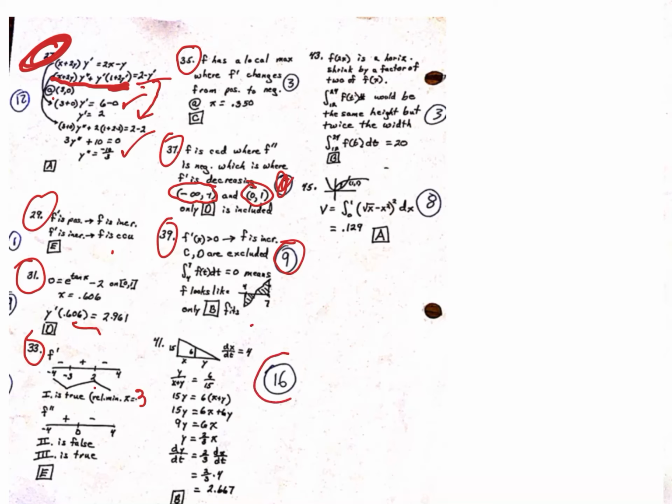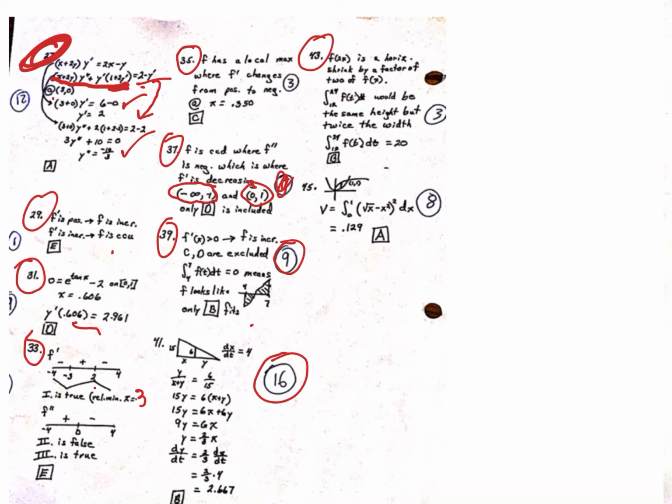Question 41 had a lot of people. 16 were asking about that. I already made a video on 41 that's on Google Classroom, so you can take a look at that using the related rates, proportional triangles, setting up a proportion on that one. 43 had 3 people looking at questions for that.